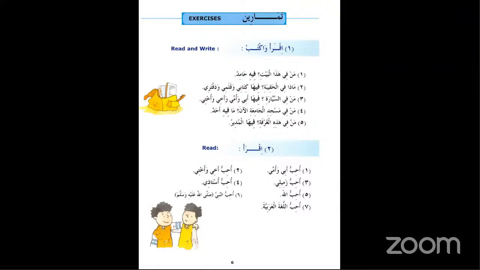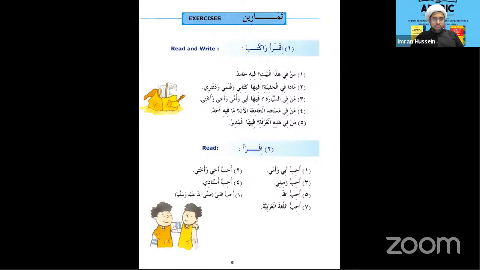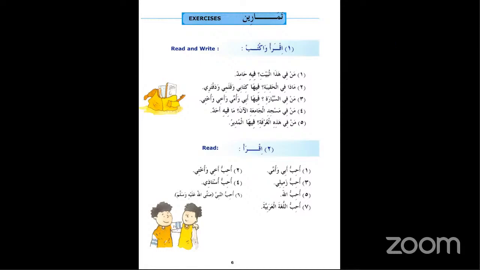Man fi sayarati. Who is in the car? Fiha abi wa ummi wa akhi wa ukhti. In it is my father, my mother, and my brother and my sister. Excellent. Zahra Rizvi.